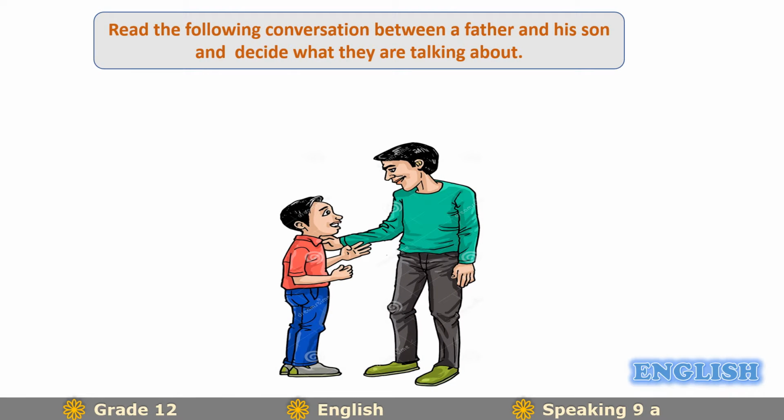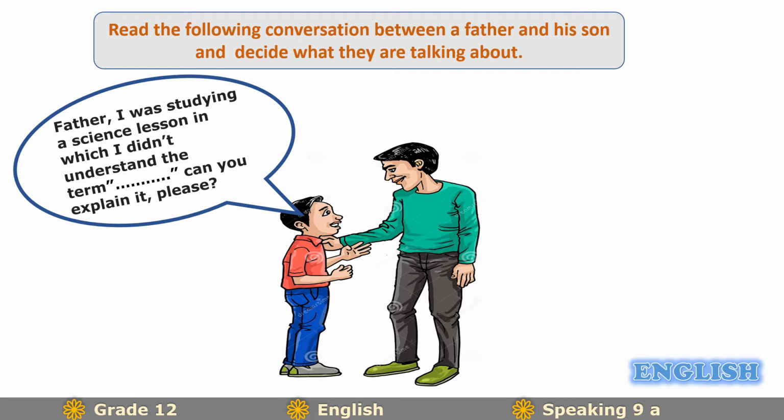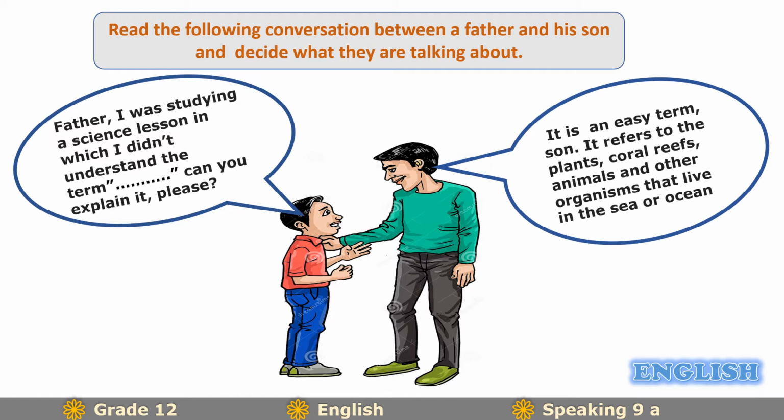So let's get started. Read the following conversation between a father and his son and decide what they are talking about. Father, I was studying a science lesson in which I didn't understand the term. Can you explain it, please? It's an easy term, son. It refers to the plants, coral reefs, animals, and other organisms that live in the sea or ocean. So, dear students, can you decide what they are talking about? Excellent. So they are talking about marine life.